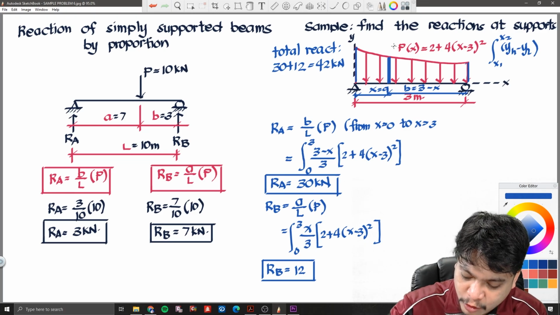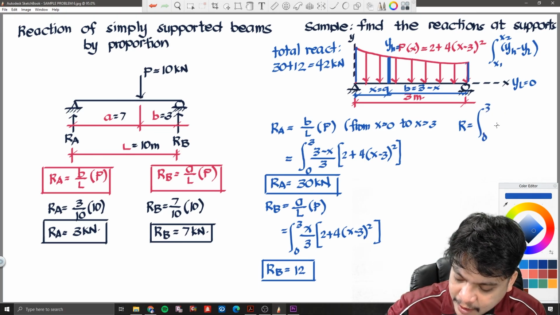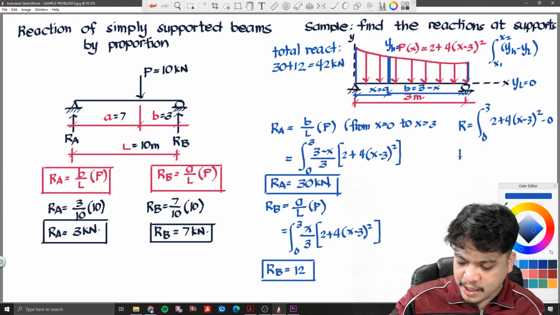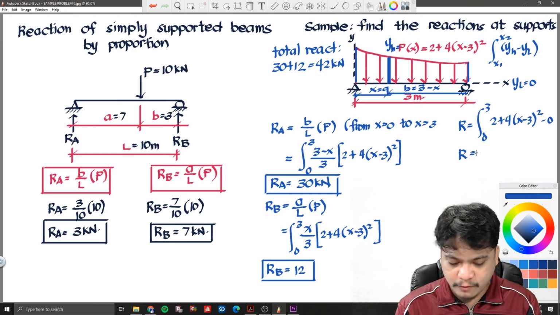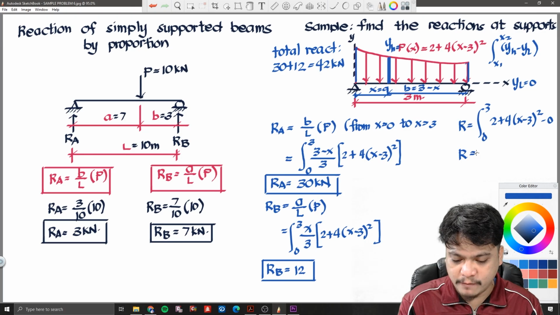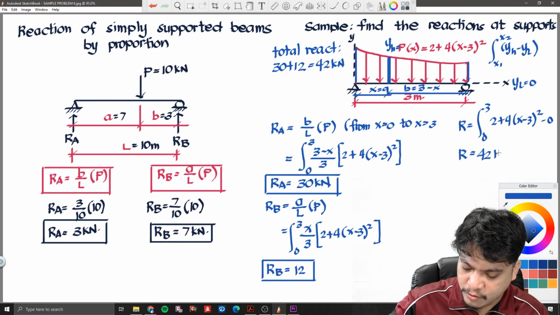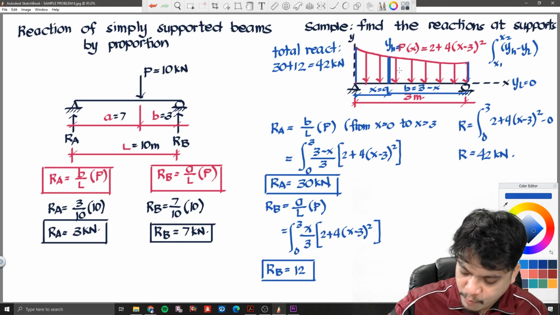Okay, so yung y high mo, ito yung y high. Okay, yung y low mo, and that would become equal to 0. So, kunin natin yung pinaka-resultant. So, again, from 0 to 3, ang y high natin is 2 plus 4 times x minus 3 squared, minus y low, which is 0. Okay, so check natin if the resultant should be equal to 42. Integral of 2 plus 4 multiplied by x minus 3 squared, 0 to 3. So, the answer is 42 kilonewton. Okay. So, nagtutugma naman silang dalawa.